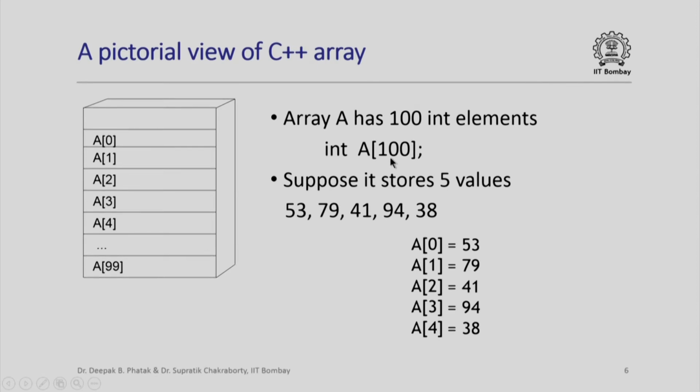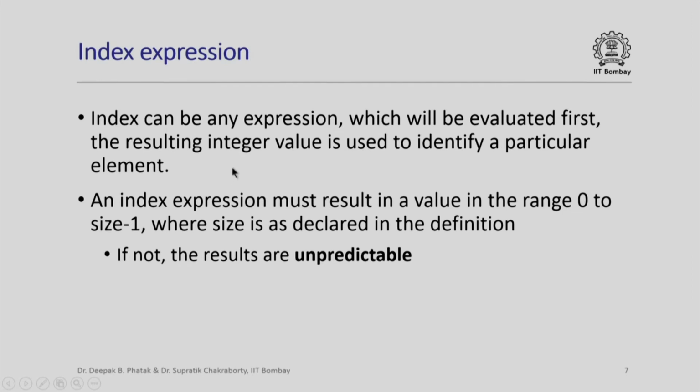This is prescribed only once, in the declaration. Subsequently, whenever I write anything inside square brackets and associated with the array name, it always means a particular element of the array. The index can be any expression. That index is first evaluated, and the resulting integer value is used to identify a particular element. An index expression naturally must result in a value in the range 0 to size minus 1. Size is as declared in the definition.